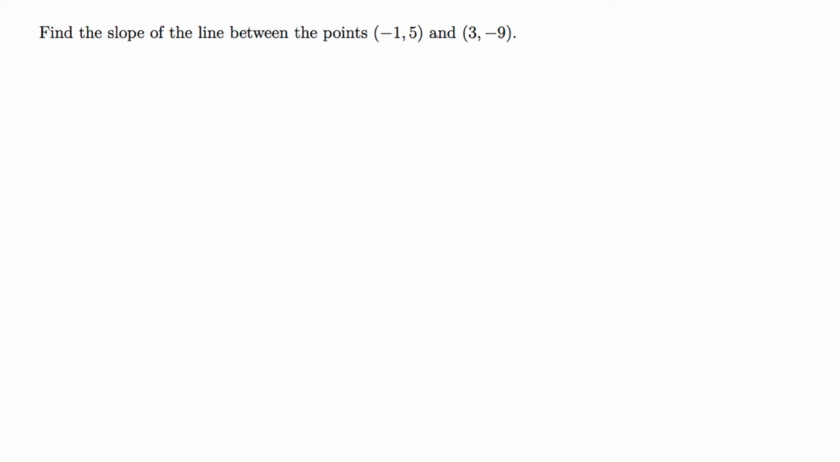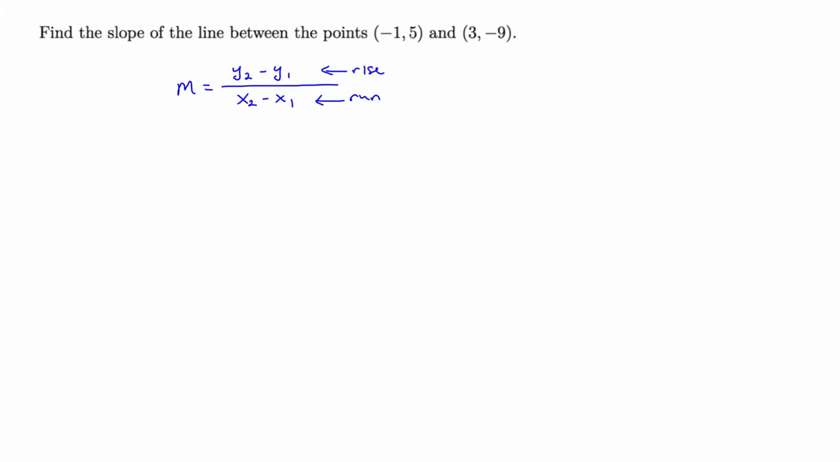To find the slope of the line between the points (-1, 5) and (3, -9), since we don't have the graph in front of us, we're going to rely on the slope formula. So again, to remind ourselves, the slope formula is y2 minus y1 over x2 minus x1. That's the algebraic way to describe the rise, the difference in the y values, compared to the run, the difference in the horizontal coordinates, the x coordinates.